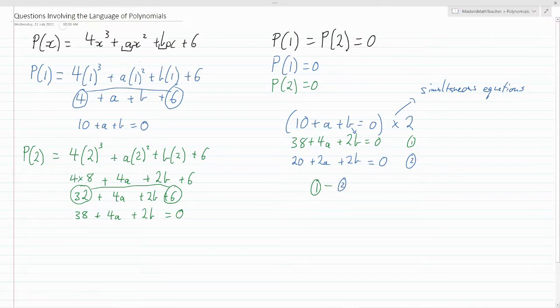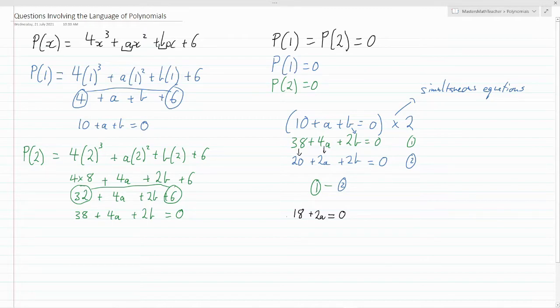So let's do that. 38 minus 20, we're going to get 18. Then 4a minus 2a, we're going to get 2a. 2b minus 2b is 0. That's the whole purpose of the elimination method, getting rid of that b. And that still equals 0, because 0 take away 0 is still 0.